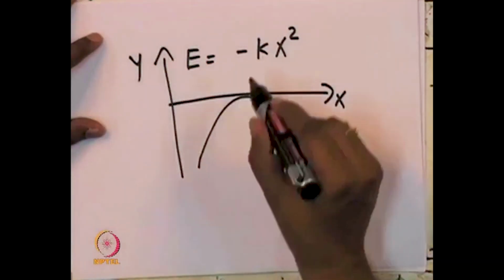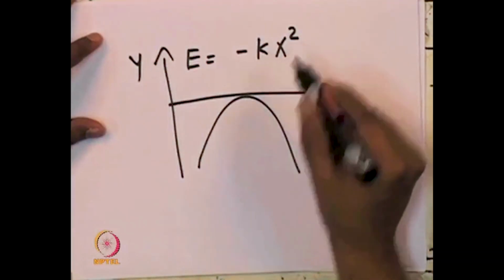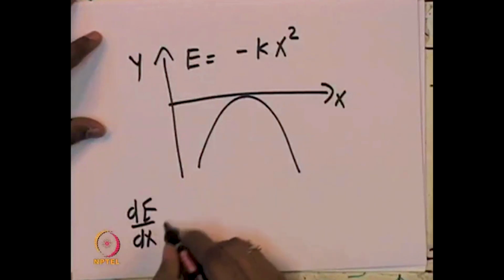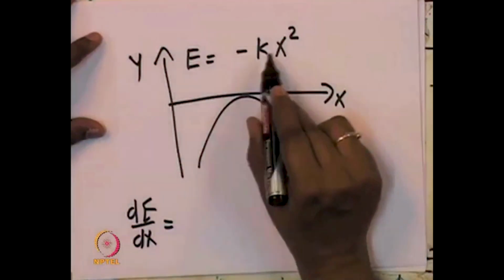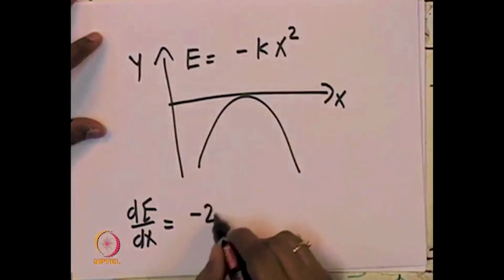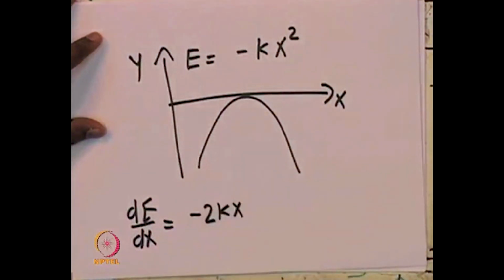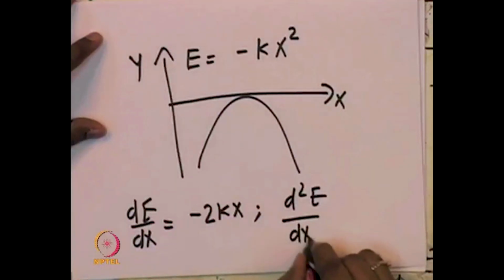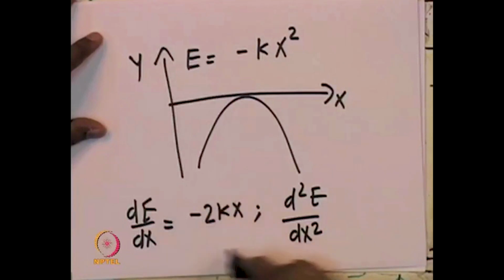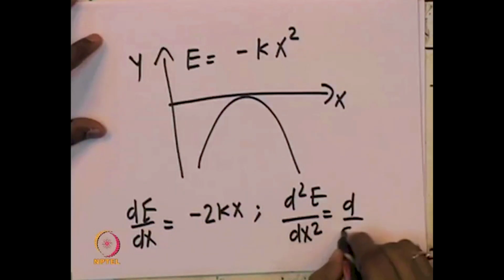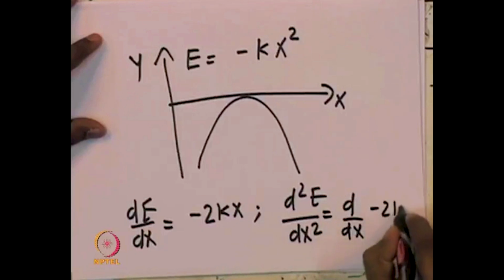If you find the second derivative of this, let us first find the first derivative, dE by dx. The first derivative of kx square is 2 times k into x, so this is minus 2kx. This is the first derivative. The second derivative, d square E by dx square, is d by dx of minus 2kx.